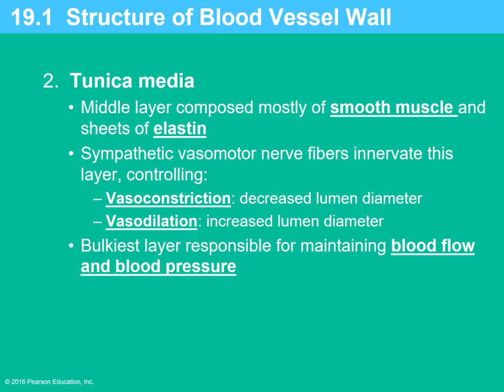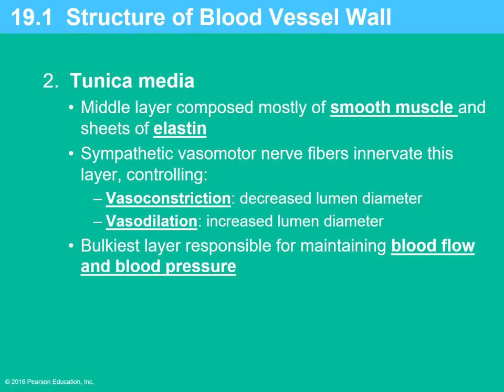The tunica media is the middle layer. It's mostly smooth muscle. There are also sheets of elastin. There are sympathetic nerve fibers that will innervate this smooth muscle layer so that you can have two things occur. You can have vasoconstriction and vasodilation.